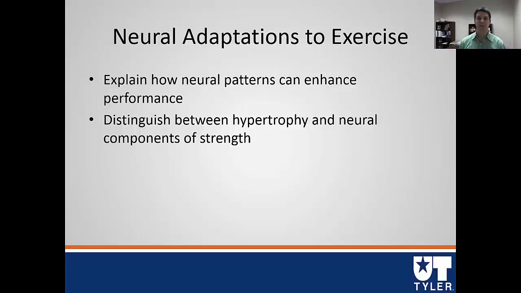In the last section of this module, we are going to look at the neural adaptations to exercise. To be honest, the book does an absolutely fantastic job in this area. For most textbooks that I've read and been a part of writing, usually this part really gets skimmed over and they don't talk about a lot of the real specifics. This book spends a ton of time explaining some really cool ideas behind how this may be happening.